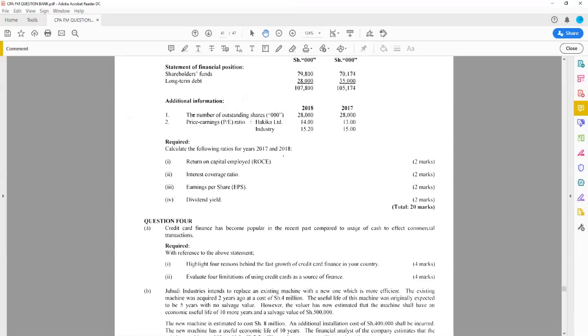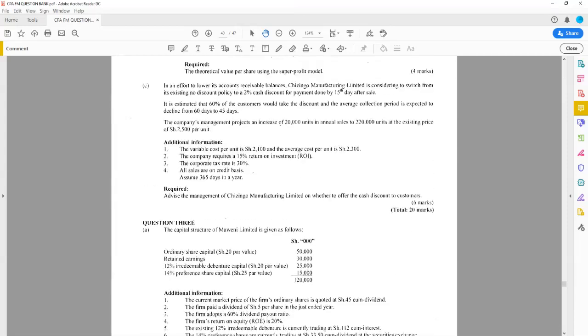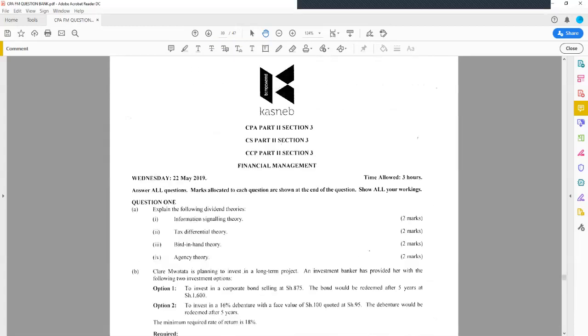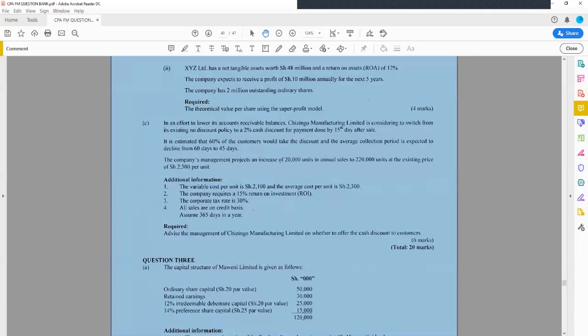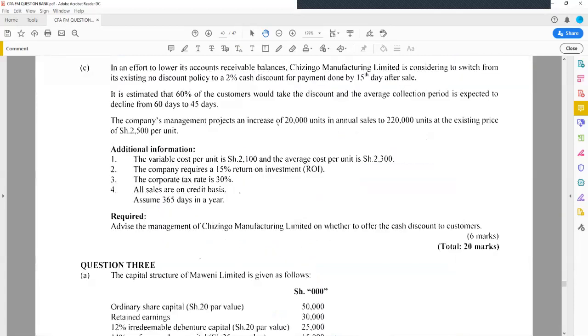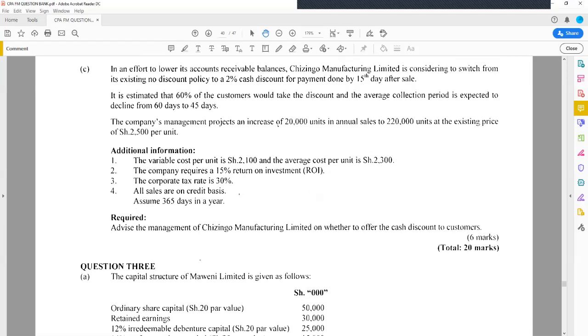So you can get another question, and this is a very easy one. I don't know whether it's worthwhile. This is the sitting before that, which was May 2019. So May 2019 question, it is question 2C. May 2019 question 2C. Go through it, we attempt it together.